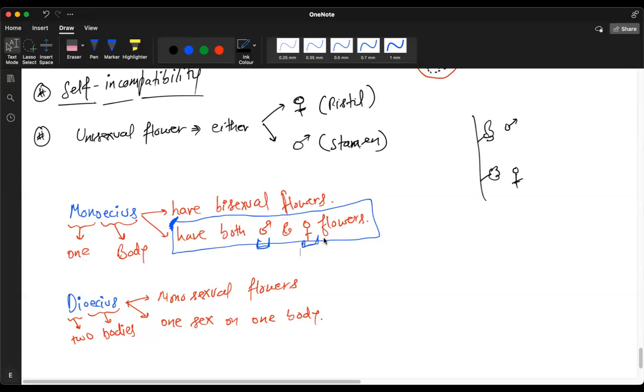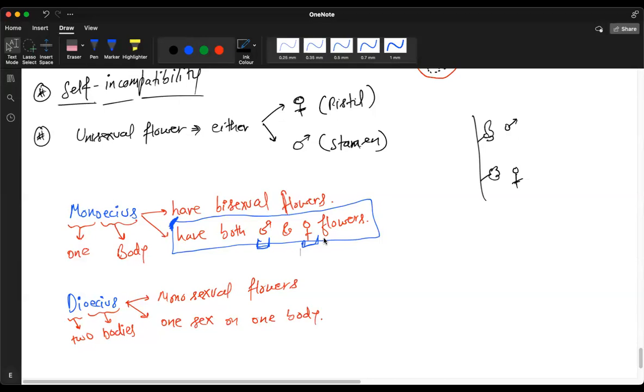Now, if I ask you, is it possible for a plant to have bisexual flowers and a dioecious body? Under what circumstances is it possible? Is that possible? And if yes, under what condition? Can a plant have a bisexual flower and dioecious body? Iram, come on. No, it's not possible.